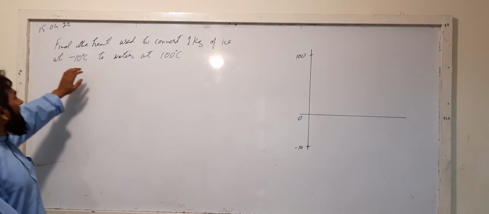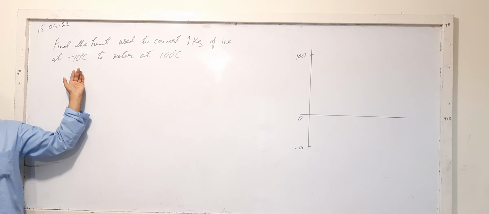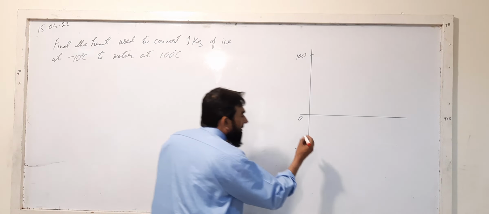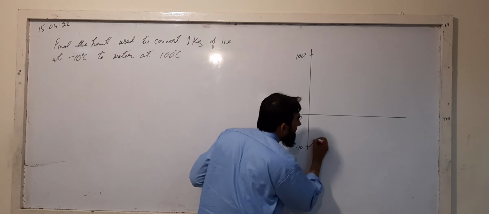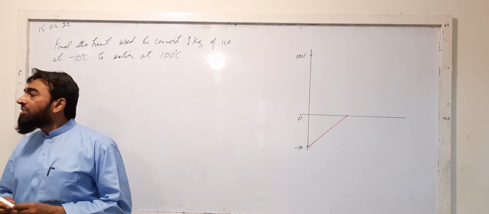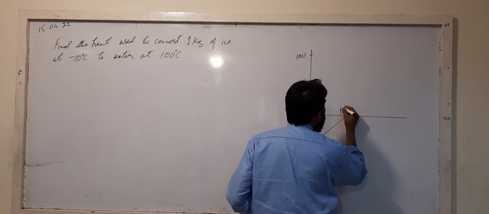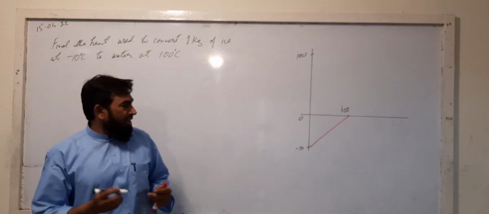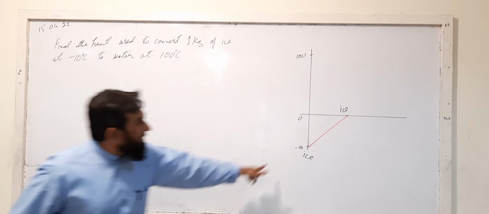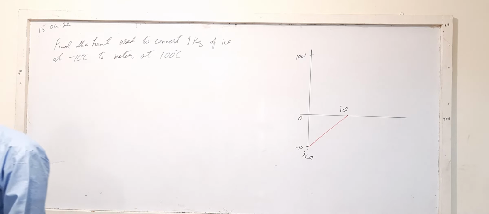First of all, the temperature of ice is minus 10 degrees Celsius. At minus 10 degrees Celsius, the ice will not melt. So in the first stage, the temperature of the ice will increase. The ice which was at minus 10 degrees Celsius will gain temperature up to 0 degrees Celsius. It will remain ice. It was ice at minus 10 degrees Celsius, and it is now ice at 0 degrees Celsius.